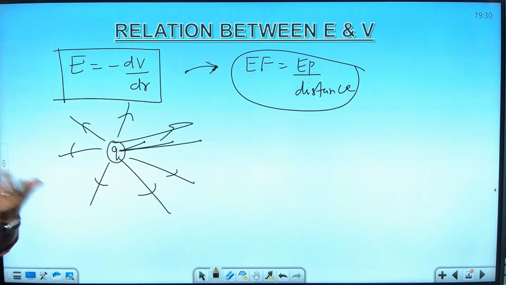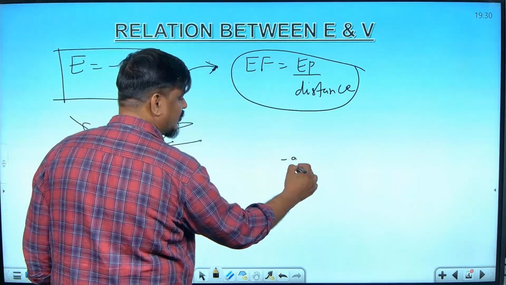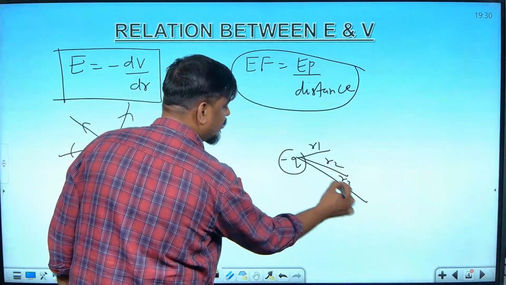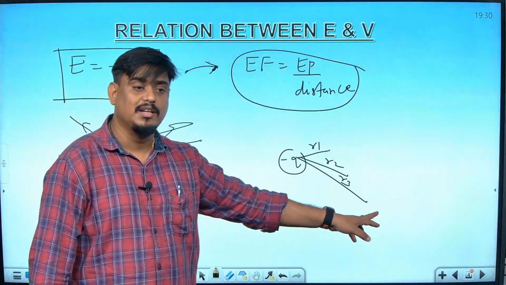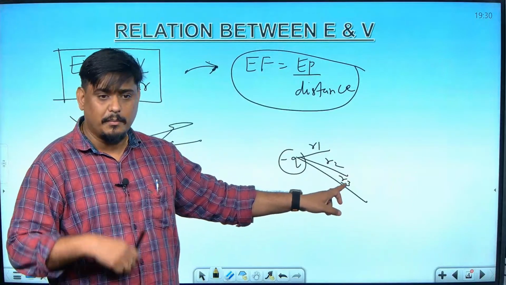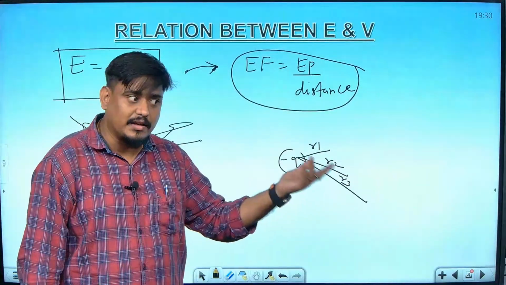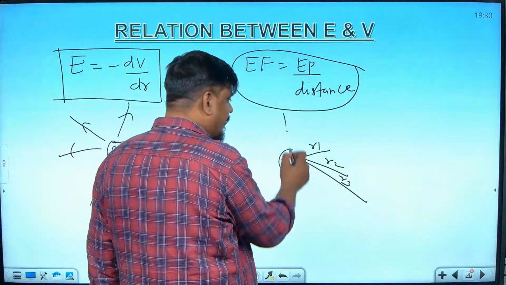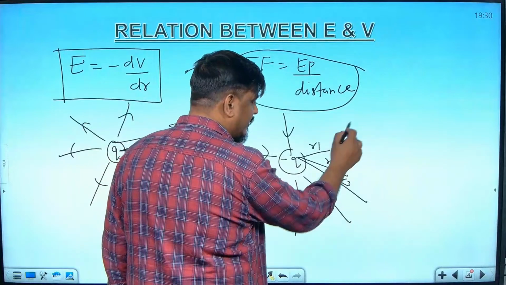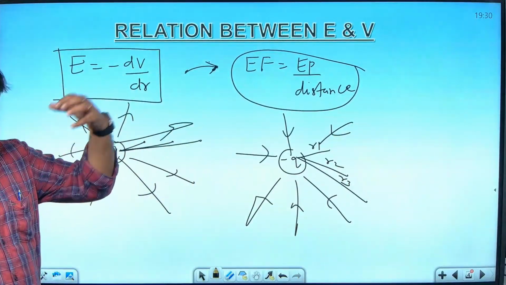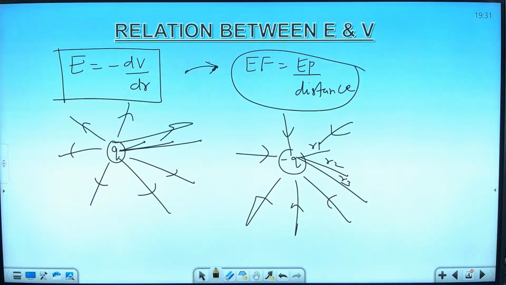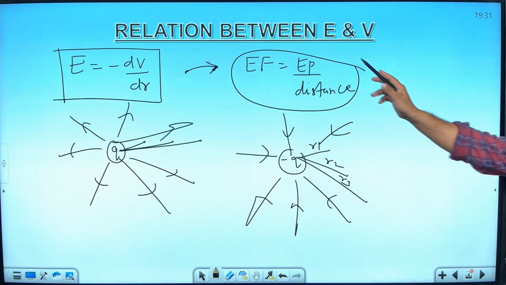Like for example, if you take a minus Q charge and take R1, R2 and R3 distances, you will find R3 has the biggest value because it is minus KQ by R, R2 has a smaller value, and R1 has the least value. So the direction of electric field will be towards the charge. That's why for a negative charge we draw the electric field radially inwards. Important, okay? That's the relationship between electric field and electric potential.